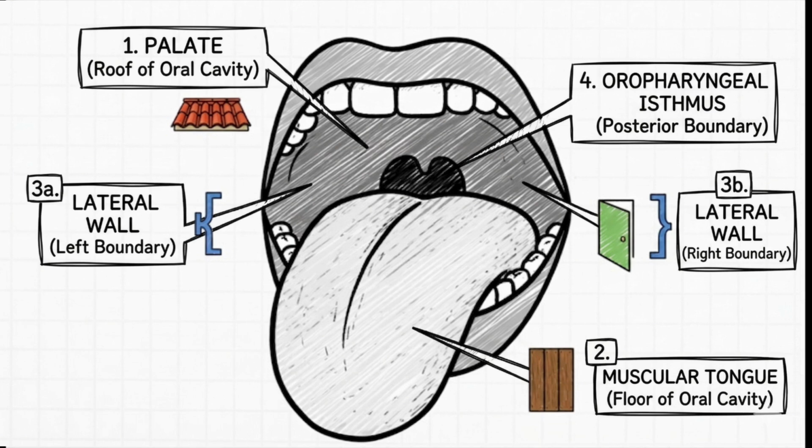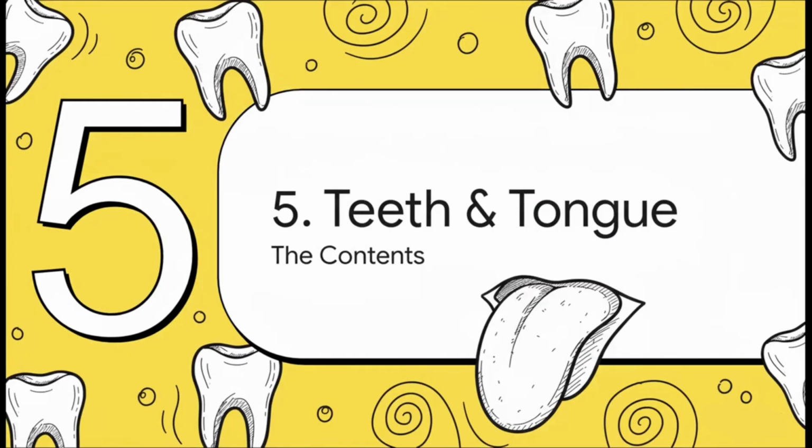The lateral and anterior walls, those are the inner surfaces of your teeth and gums. And in the back, the posterior boundary, it opens up into the oropharynx. That's the part of your throat right behind your mouth. That opening is called the oropharyngeal isthmus, or the fauces. So now that we've mapped out the space of the oral cavity proper, let's zoom in on what's inside.